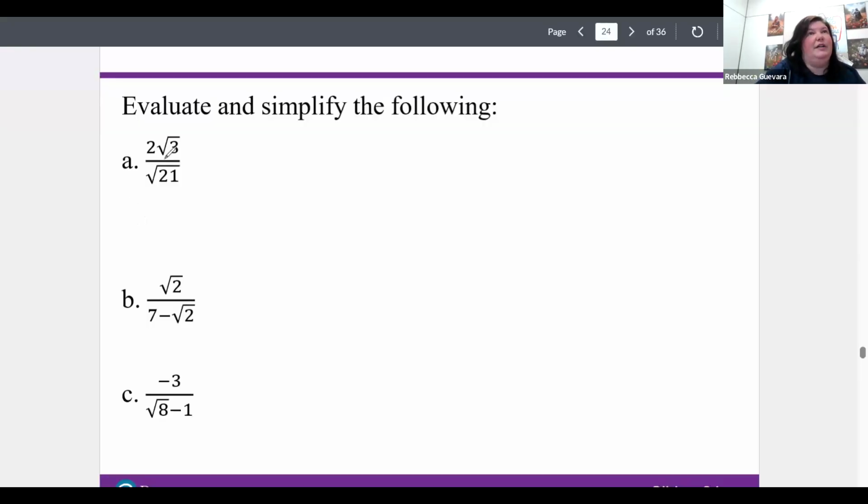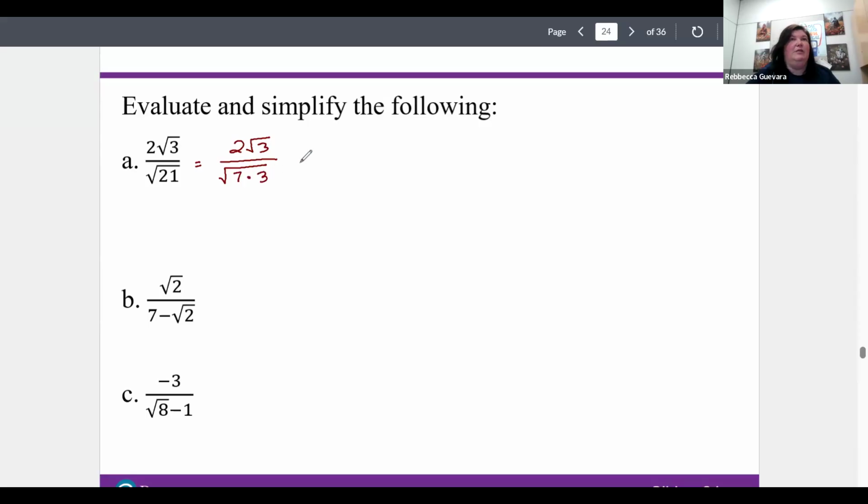Hopefully you had a minute to work on that. So we have 2 square root of 3, and I would like to simplify this first. So I have a square root of 21, so that is just 7 times 3. So what we see here, we'd have 2 square root of 3, and if I broke that up, we'd have square root of 7 times square root of 3. So I can get rid of that square root of 3, and I'm just left with 2 over the square root of 7.